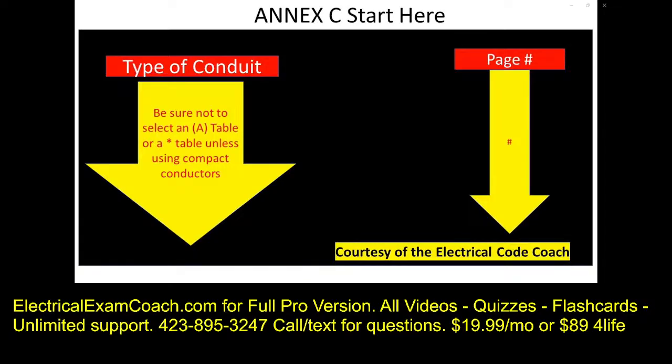And the first one that we come to is EMT, electrical metallic tubing. Now let's look at the second one that we come to. It also is EMT. So what is the difference? And that's one of the most important distinctions that we have to watch out for with Annex C. The first version of the table, if you'll notice next to the C1, there is no A symbol. The A symbol signifies compact conductors.